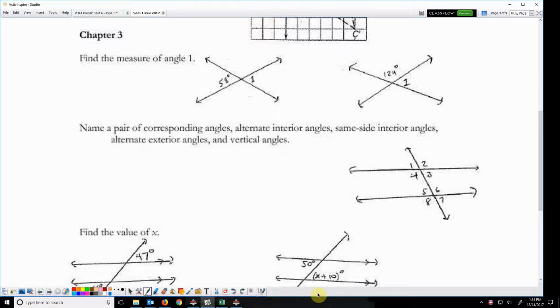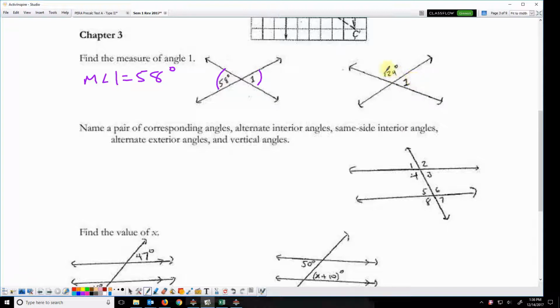All right, guys, we'll continue on into chapter 3 now. Find the measure of angle 1. Here we've got a pair of vertical angles. Vertical angles are directly across from each other. They are always congruent. So the measure of angle 1 is 58 degrees.